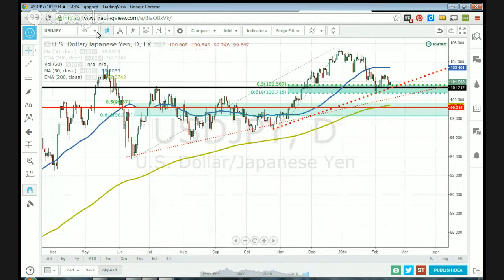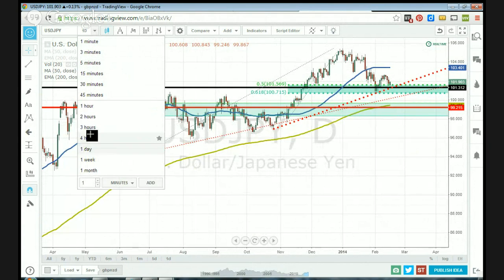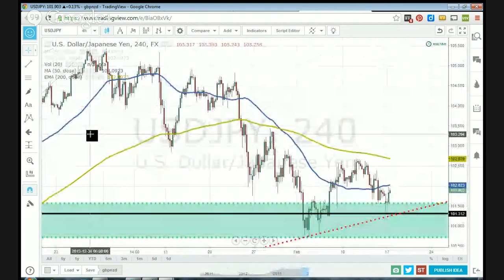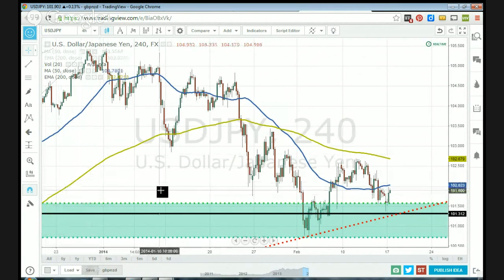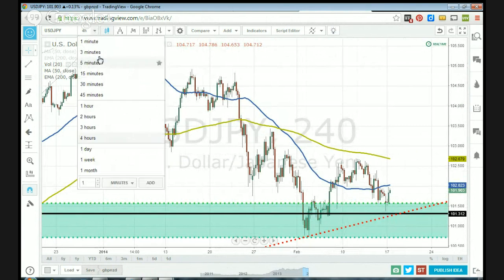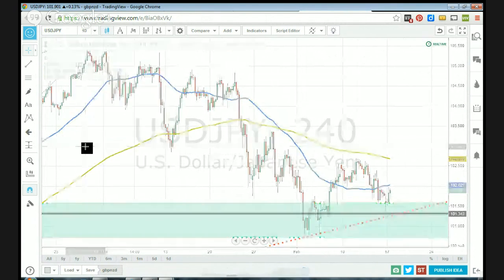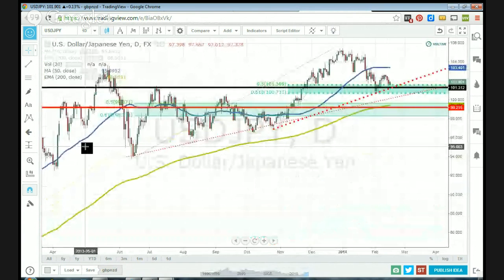Let's see what it looks like on a 4-hour chart. Sometimes when we zoom into a time frame, we can get a clearer idea of what the market is respecting. Okay, we did see basically a doji pattern here near support. Let's go back to the daily. Yeah, I think this is an interesting opportunity.